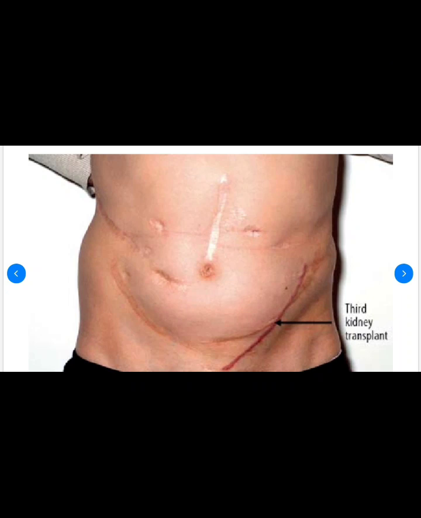How can we differentiate between Wilms tumor and neuroblastoma? Age of presentation: neuroblastoma less than 2 years, Wilms tumor more than 2 years. Usually neuroblastoma is unilateral, and Wilms tumor is usually unilateral, but in 5 to 10% it may be bilateral.